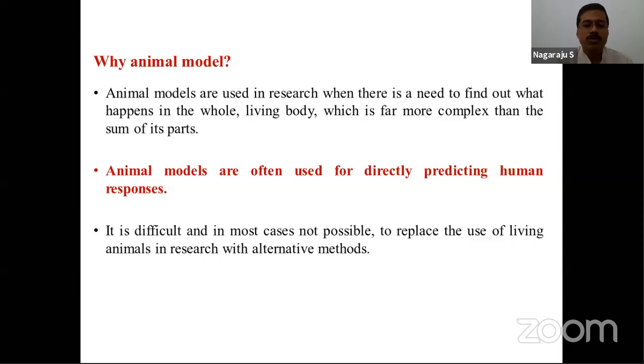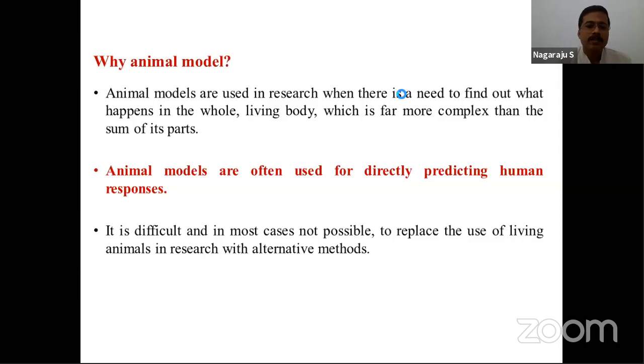So we need to replicate these things in animal models. We can replicate the disease condition that we observe in human beings in the animal models, and in turn study the changes happening in the different systems and the possible treatments arising from these conditions. So we need an animal model to study any disease condition or to find a treatment for it.